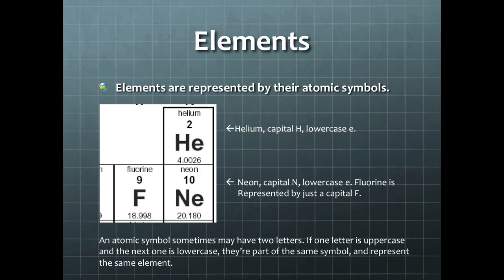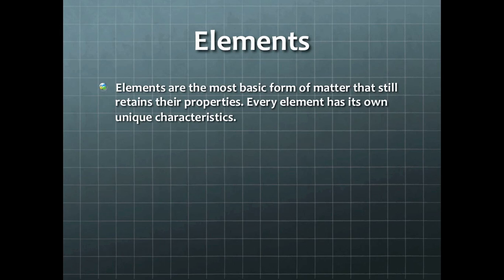An atomic symbol may sometimes have two letters, but if one letter is uppercase and the next one is lowercase, they're part of the same symbol and represent the same element. Elements are the most basic form of matter that still retains their properties, and every element has its own unique characteristics.